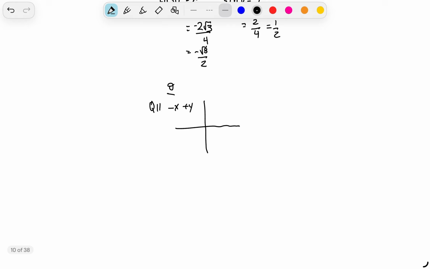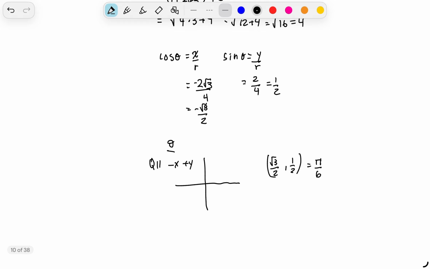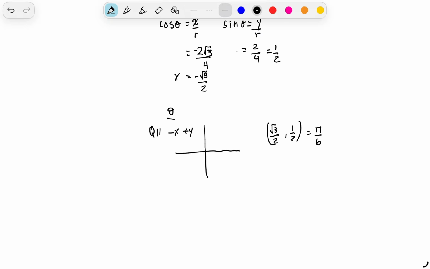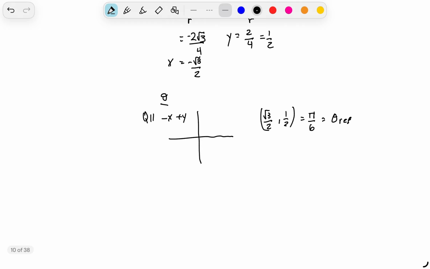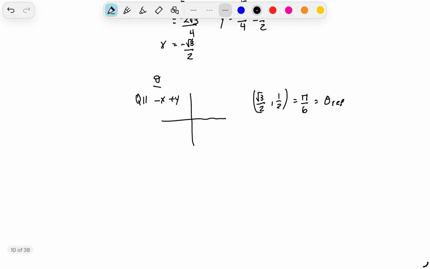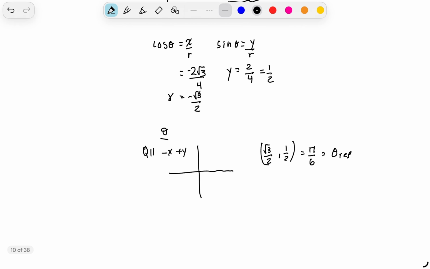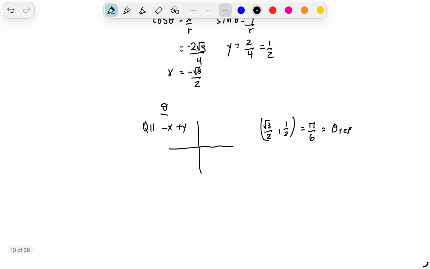quadrant 2. So we know that this is going to be a reference angle for when we have root 3 over 2, 1/2, which is pi over 6, because we have our cosine theta and our sine theta there. That's our x and our y. But when we say this is our reference angle, that's not looking at that negative sign. Now we have to find that actual value where it's in Q2 and has that negative root 3 over 2 and 1/2.